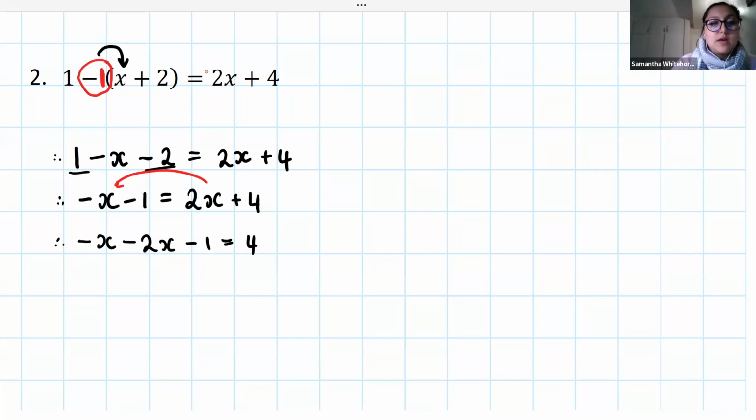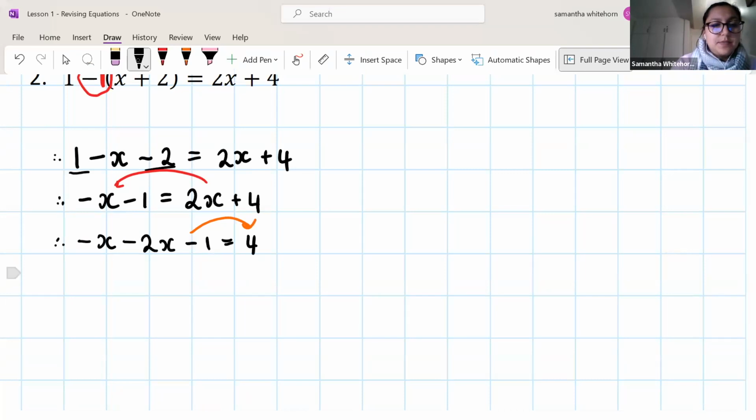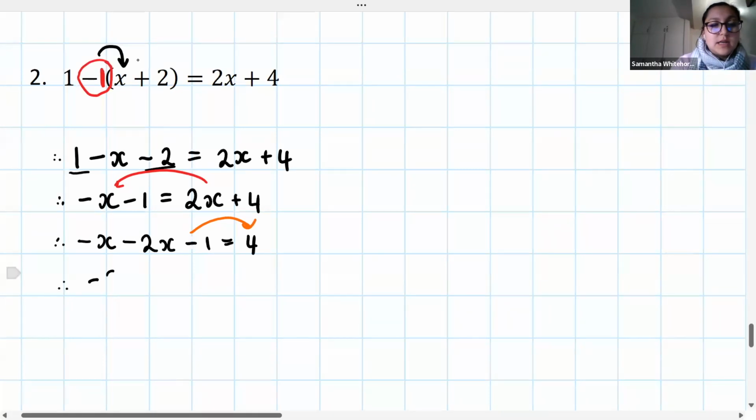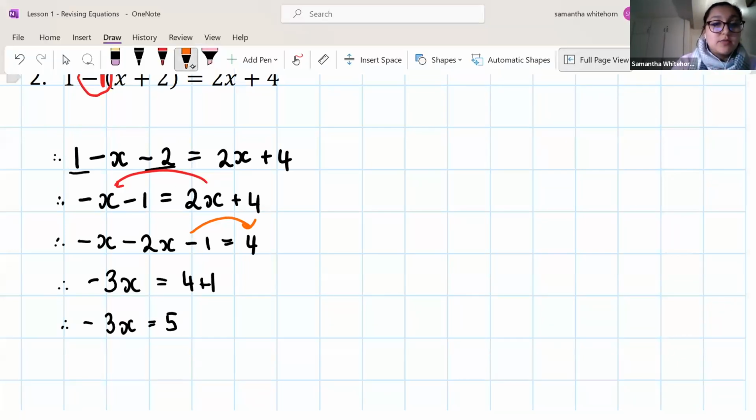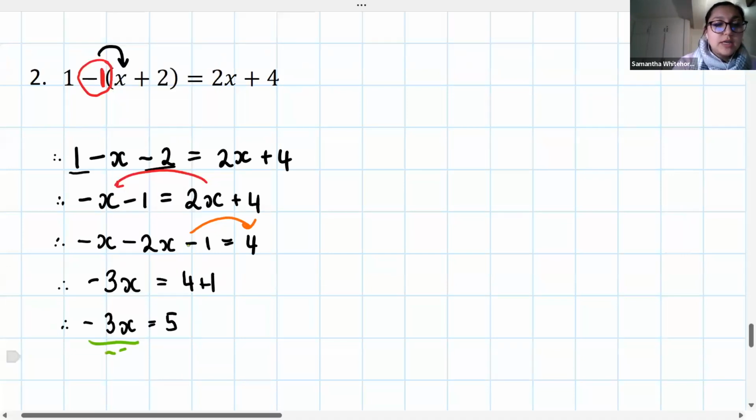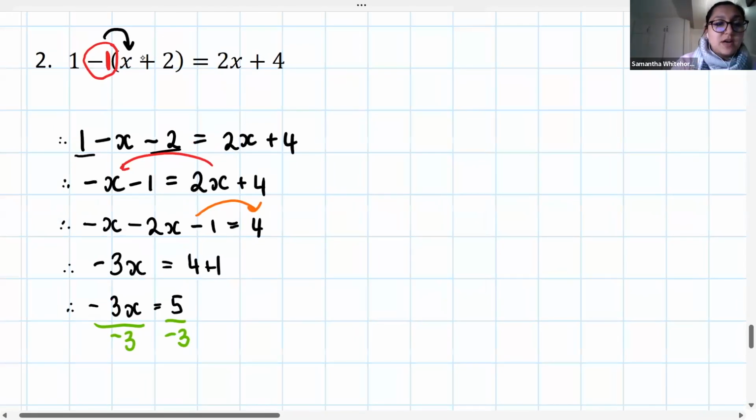And now I obviously want to take this -1 and bring it over to join the constants on the right. -x minus 2x is -3x. And now on the right, I've got 4 plus 1, which I know is 5. Now again, guys, I obviously don't want -3x. I just want x. That's the point of me solving this equation. So I need to divide both sides by -3. Now remember, +5 divided by -3 is going to give me that x is equal to -5 over 3.